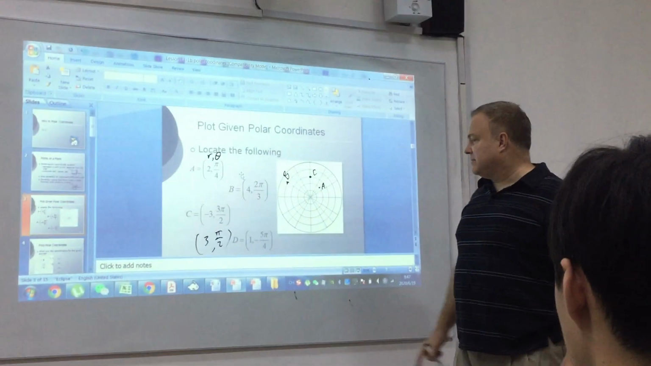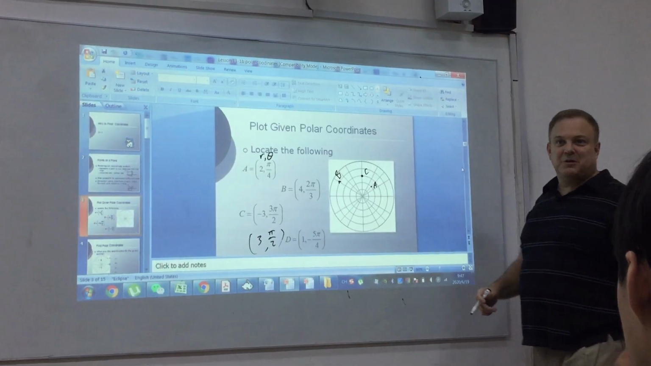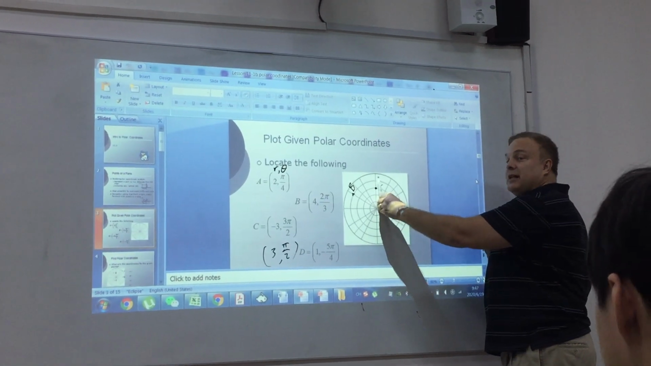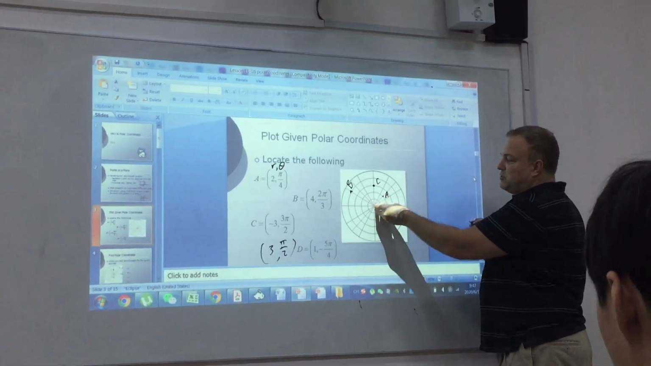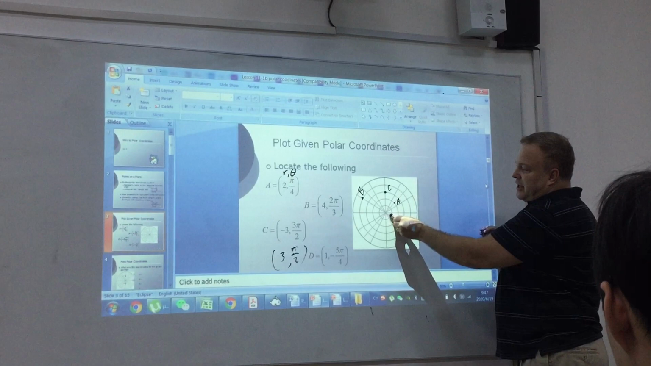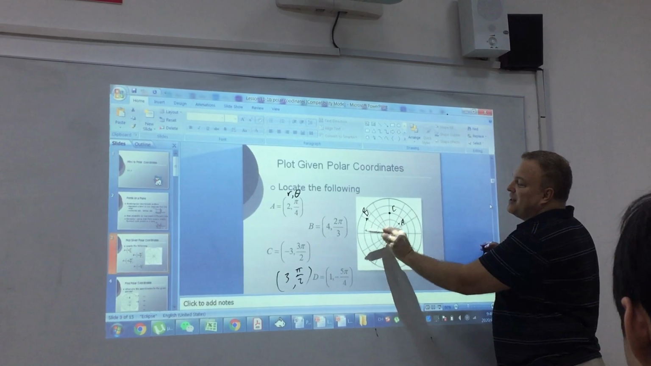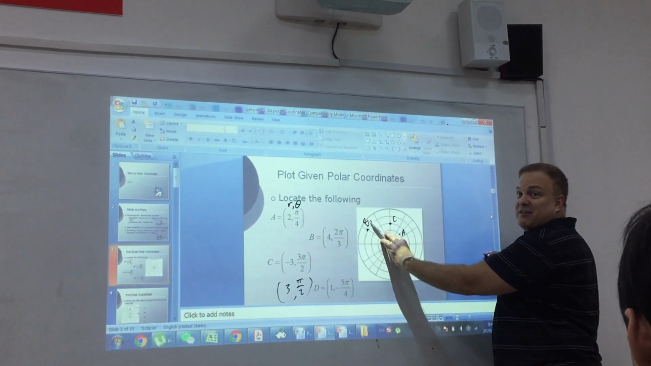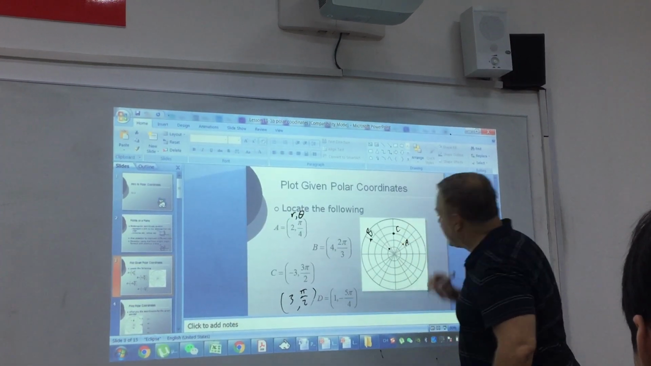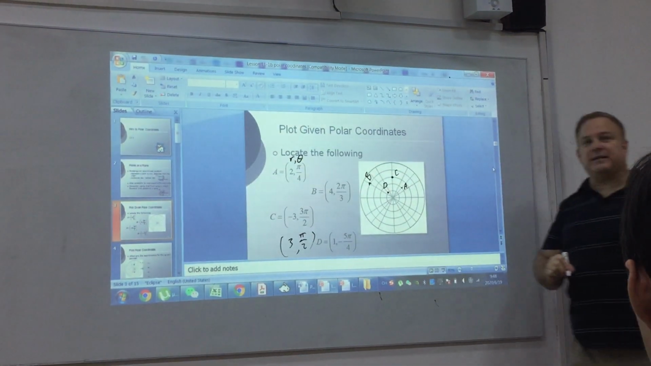Anyway, point D. Notice this time we have a negative angle. Well, that's no problem. We know how to deal with negative angles. For positive angles, we turn counterclockwise, right? So for negative angles, we just turn clockwise. So this would be negative pi over 4, negative 2 pi over 4, negative 3 pi over 4, negative 4 pi over 4, negative 5 pi over 4. And the R is positive, so I go forward exactly 1 unit, which is the first ring, and that is point D.